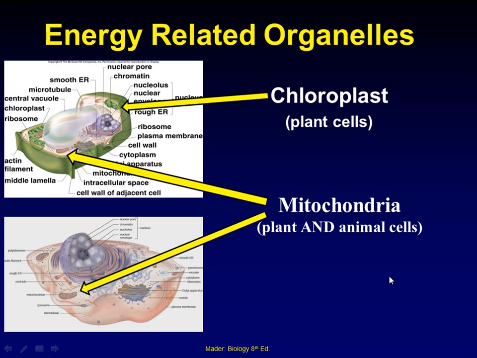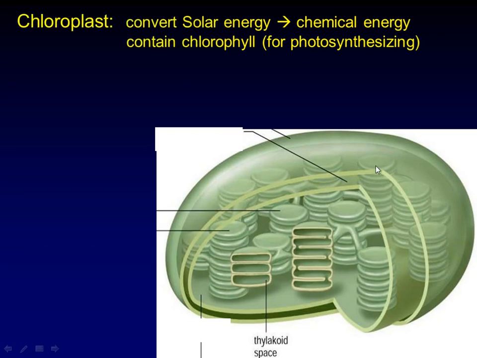So let's take a look at the chloroplast first. Chloroplast. Here's a chloroplast. This is the organelle. They've cut a piece of it out right here. It looks kind of like a green Skittle, but they've cut this piece out. This organelle is where photosynthesis takes place. That's where we're going to convert solar energy to chemical energy. This is where the chlorophyll is found for photosynthesizing.